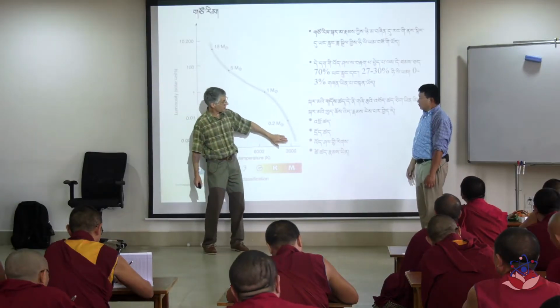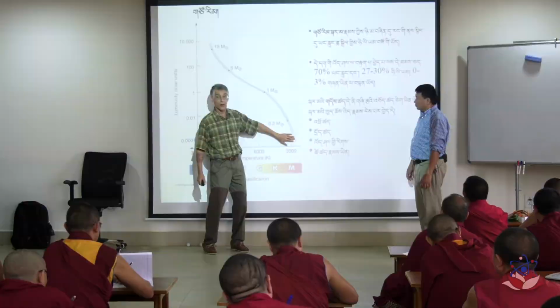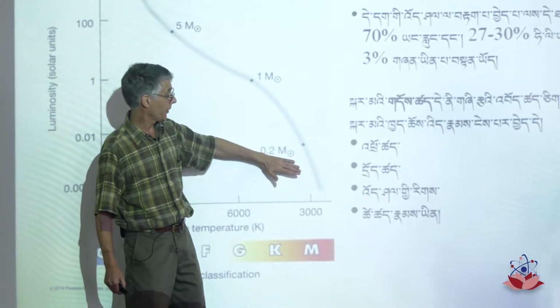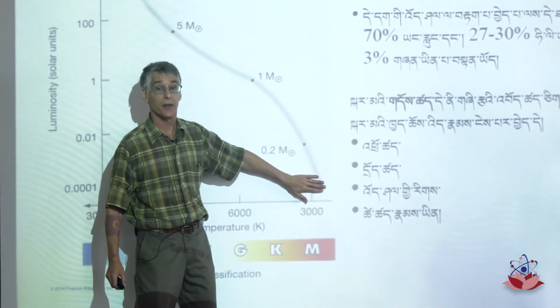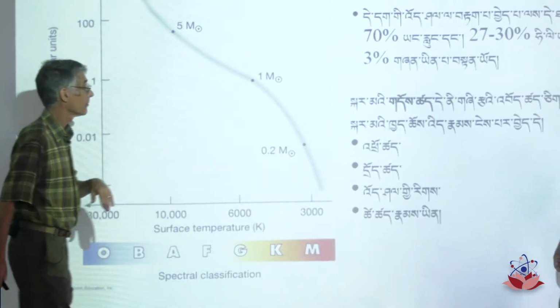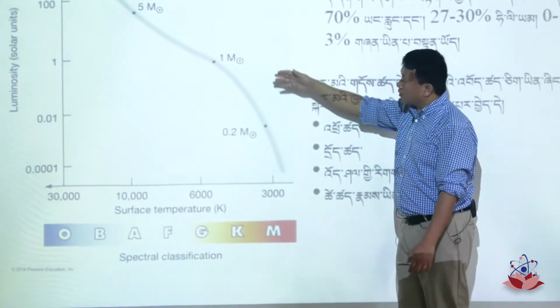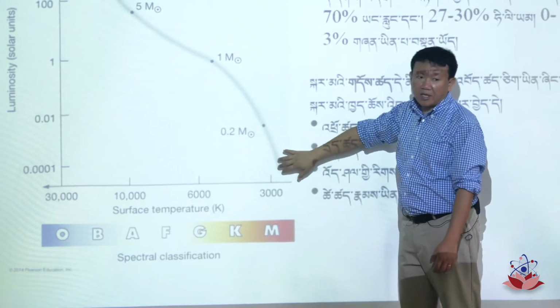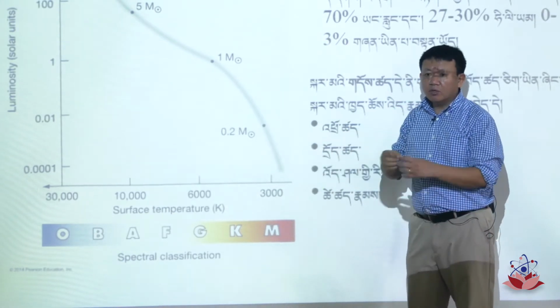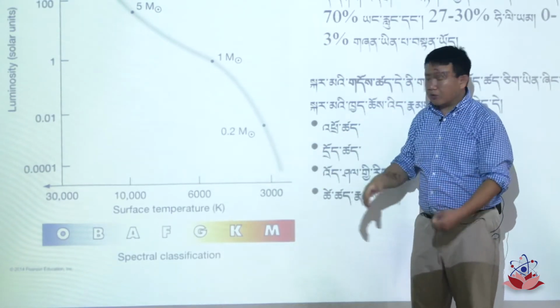So on the main sequence, these stars are very small compared to the sun, only about 1/10 the mass of the sun.